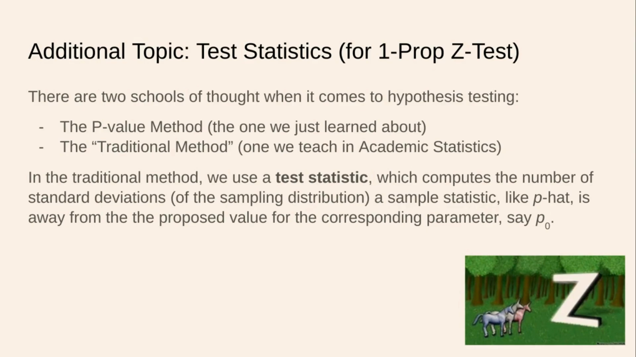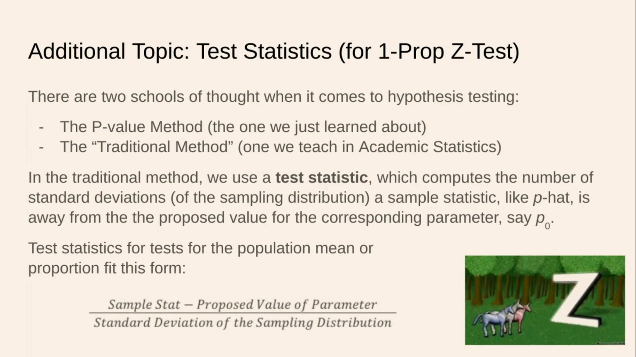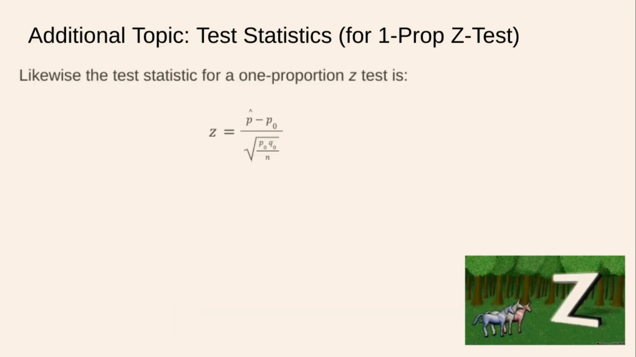Right? So that's a lot, but let's look at a formula, okay? Test statistics for the population mean or proportion fit this form. We have a sample statistic minus the proposed value of the parameter, that's p sub 0, divided by the standard deviation of the sampling distribution. So not the sampling distribution of the variable, the standard deviation of the sampling distribution. Okay, so it's a special standard deviation.